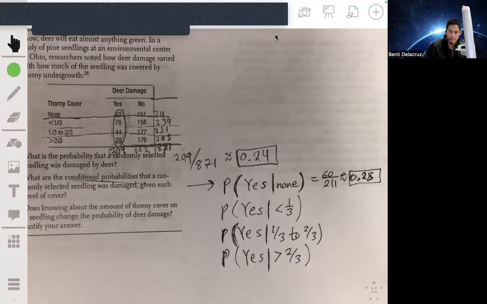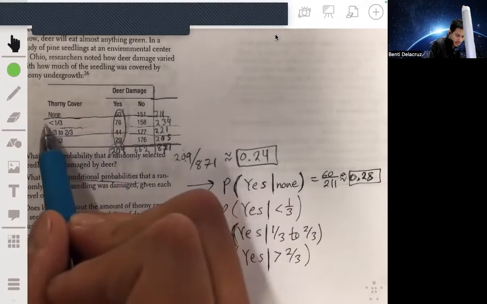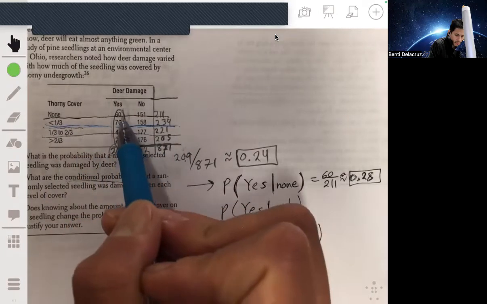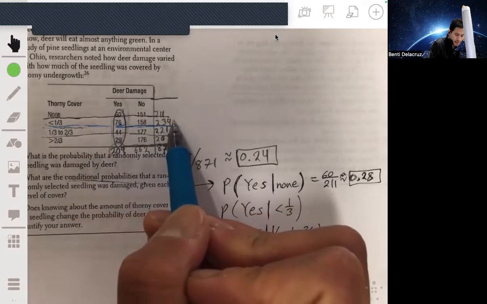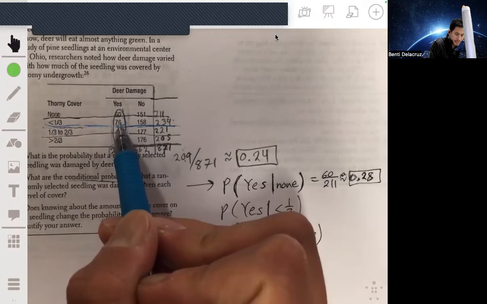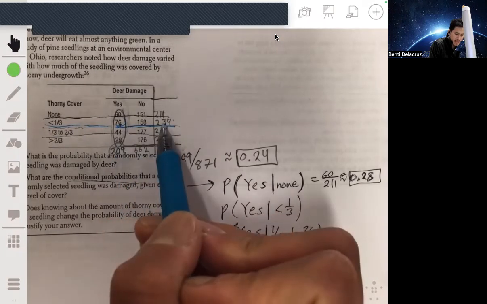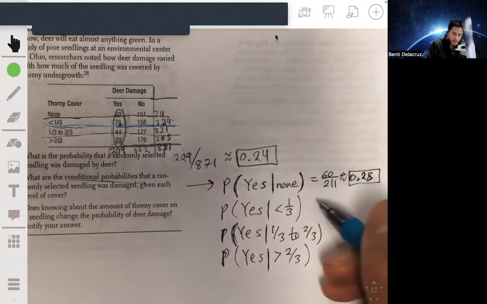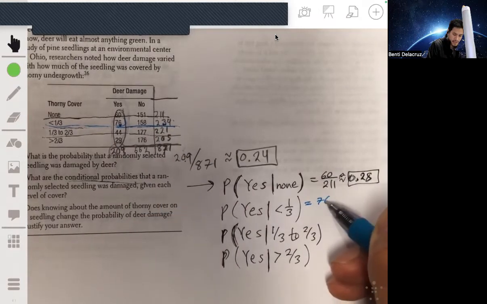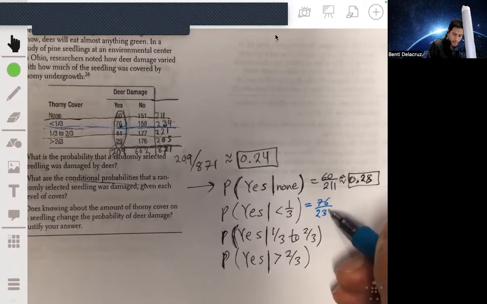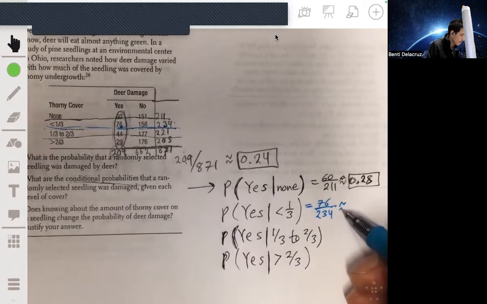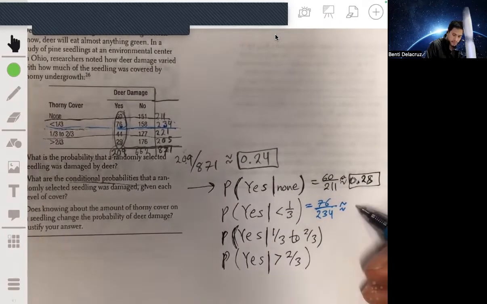The next row, what's the probability of yes out of the total in this row? It's basically just 76 out of 234, because there's a total of 76 yeses out of the 234. So this will be 76 out of 234, and that'll be about 0.32.